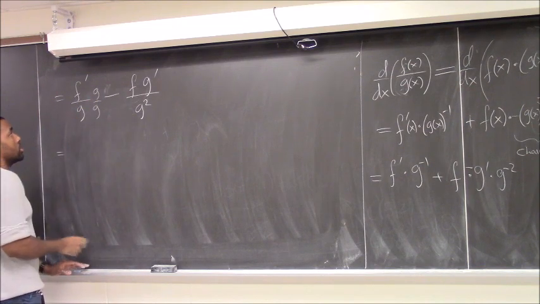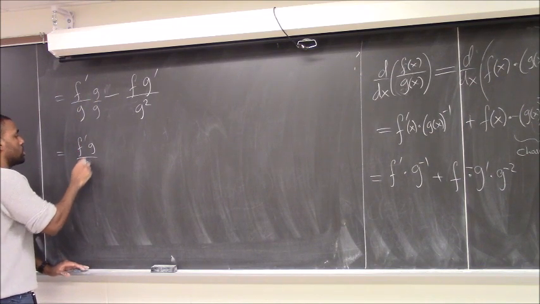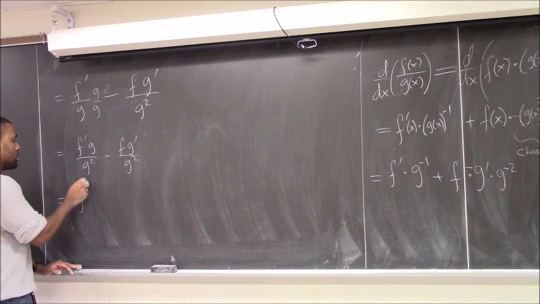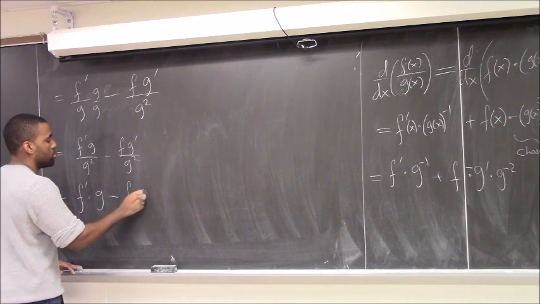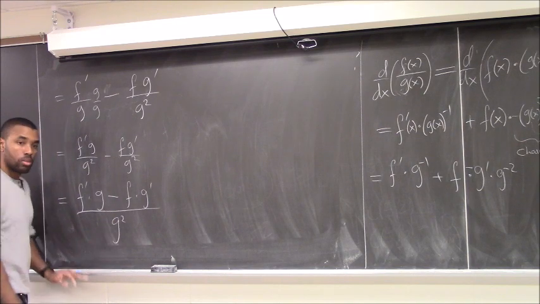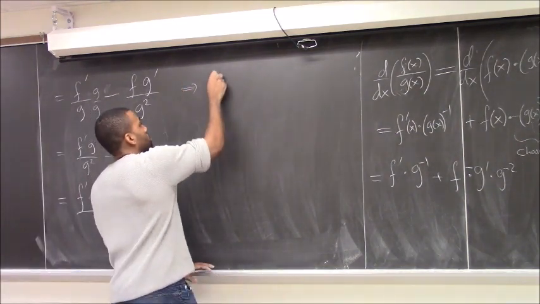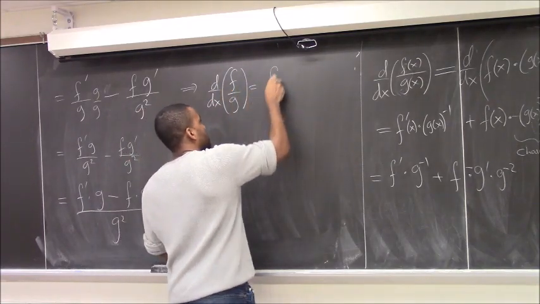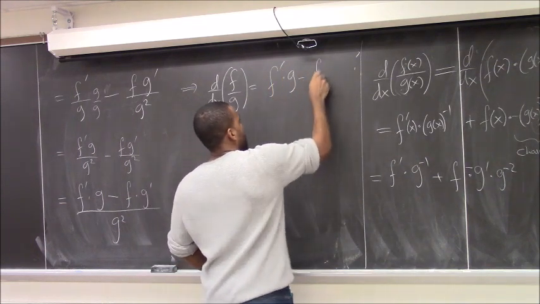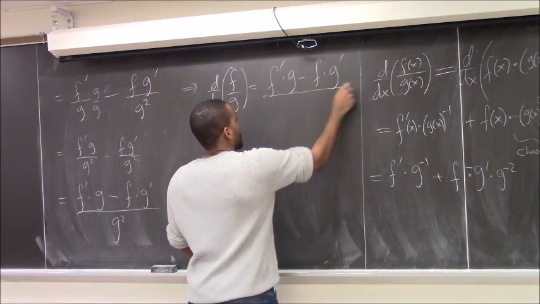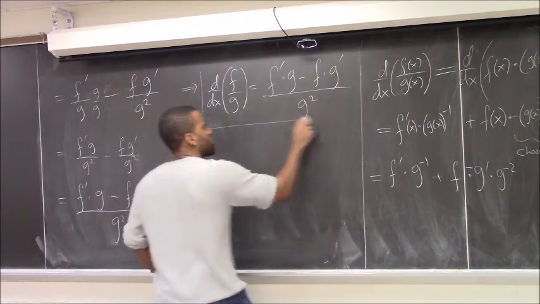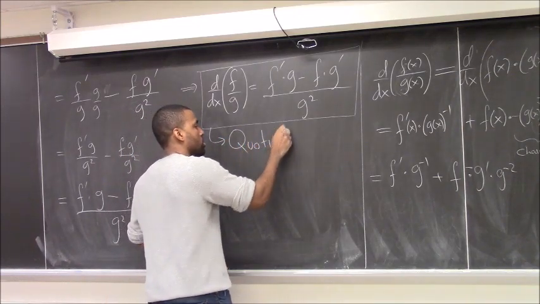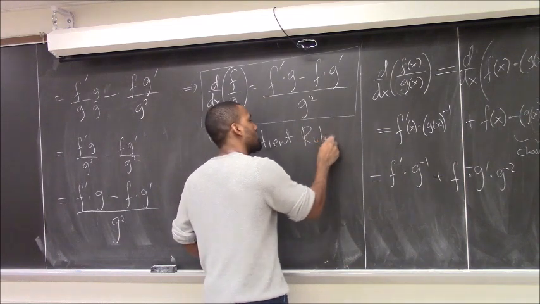So I multiply by g over g. So this becomes f prime g over g squared minus f g prime over g squared. So I can combine this into one big fraction. So this is f prime times g minus f times g prime over g squared. In other words, the derivative of one function divided by another function is bottom times derivative of the top minus the top times the derivative of the bottom over the bottom squared. Very important rule. This is called the quotient rule. Because quotient is another word for division. It's the result of a division.